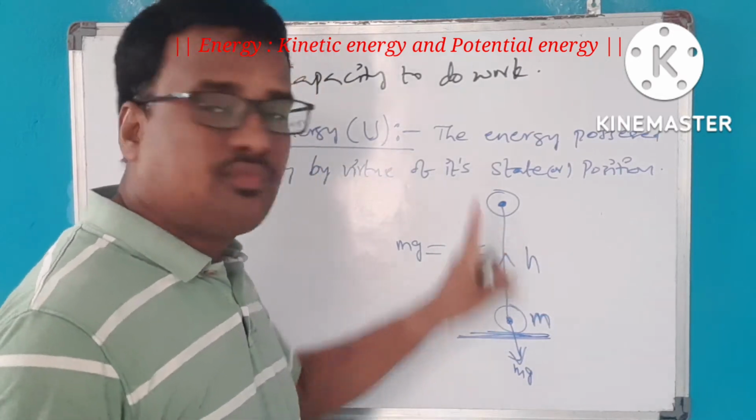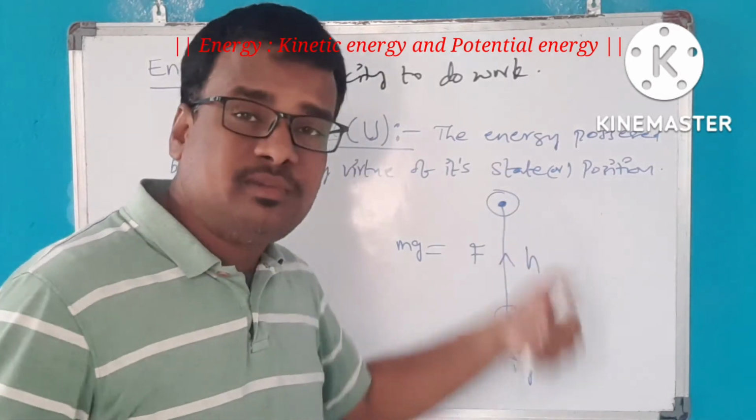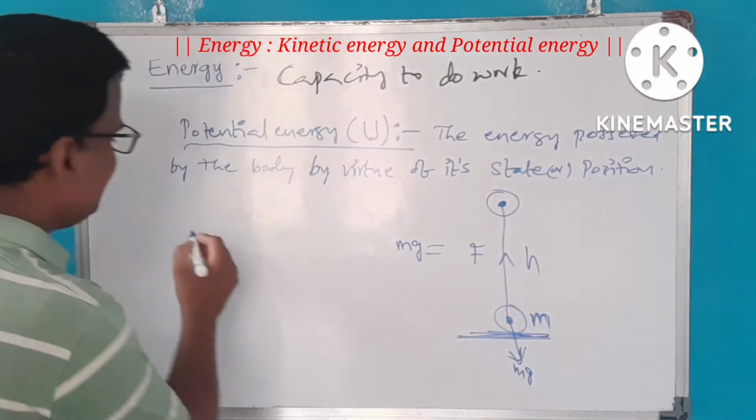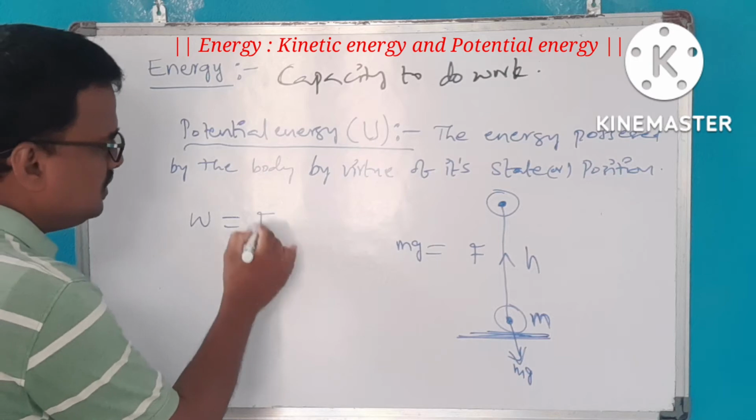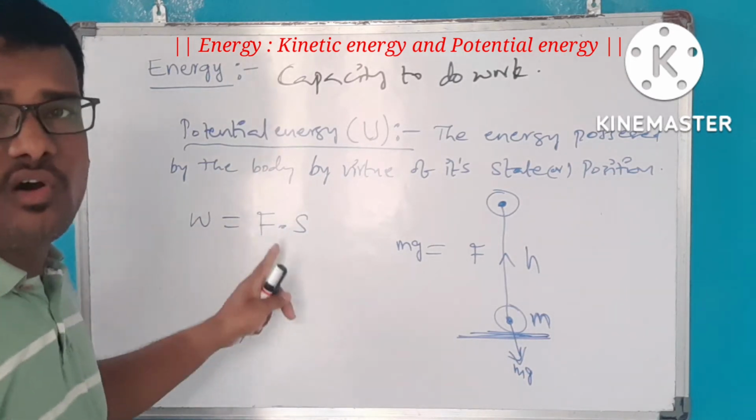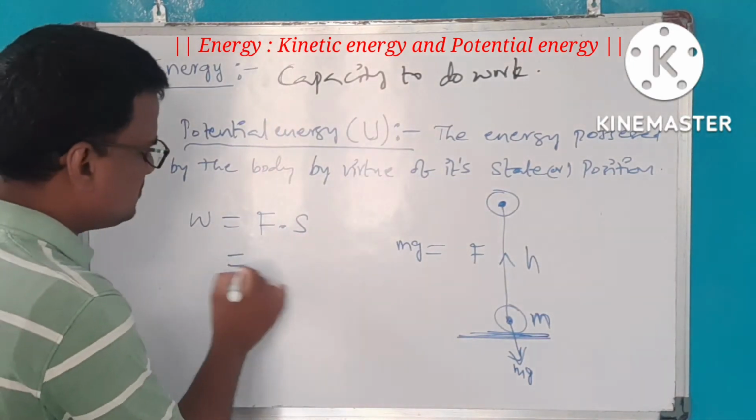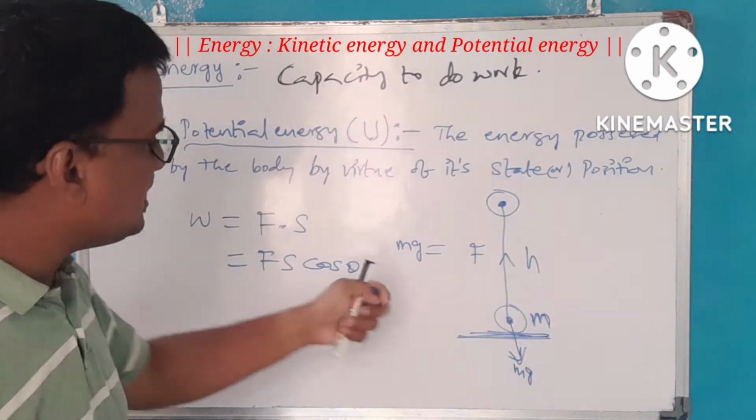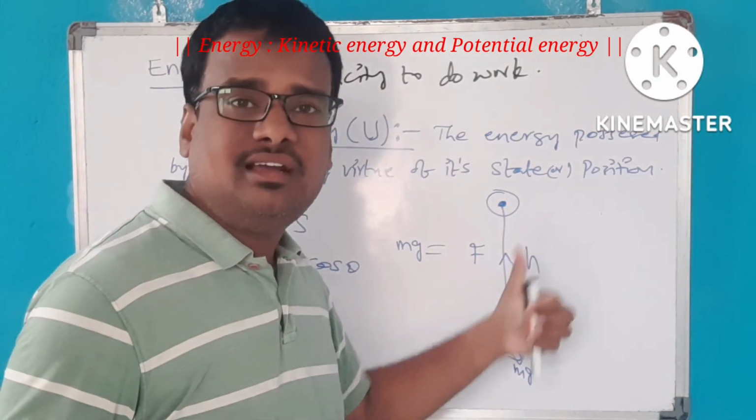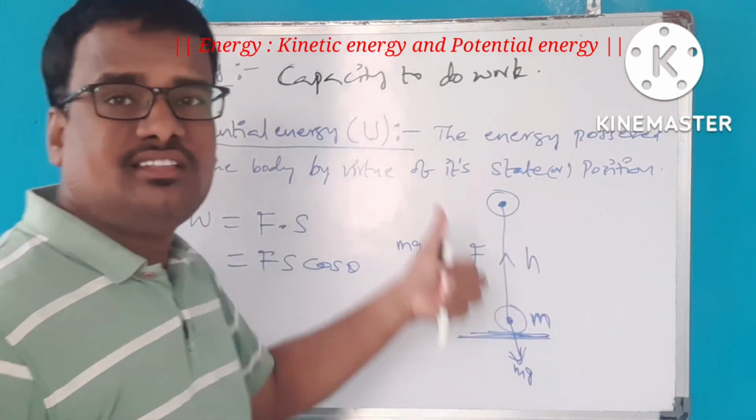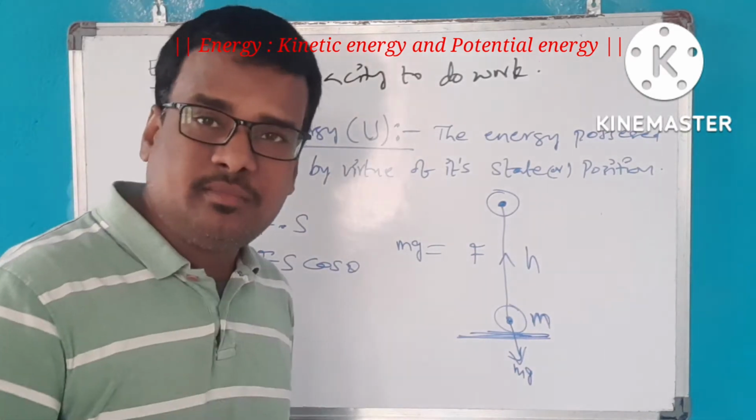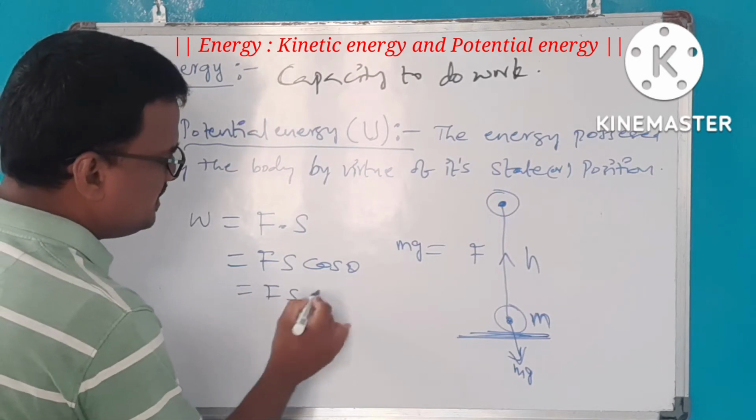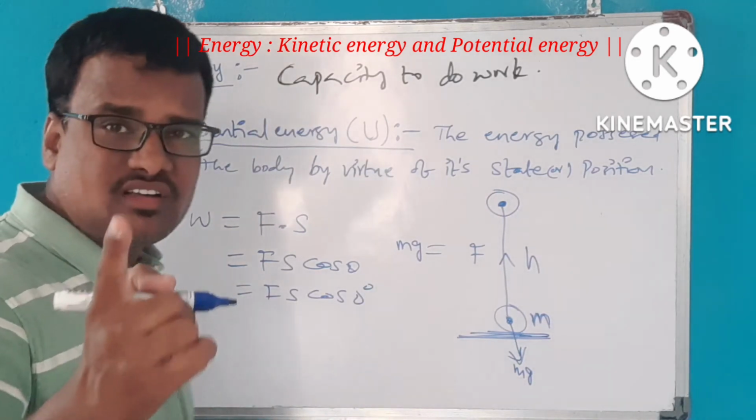So here some force is applied and some displacement is also there, so work is done here. How much work is done? Work done equals force dot displacement. If we remove the dot product, then we get the cos theta term. Here the force applied and the displacement are in the same direction, so the angle between the force and displacement is 0 degrees. Then we can substitute Fs cos 0 degrees. Cos 0 is 1.